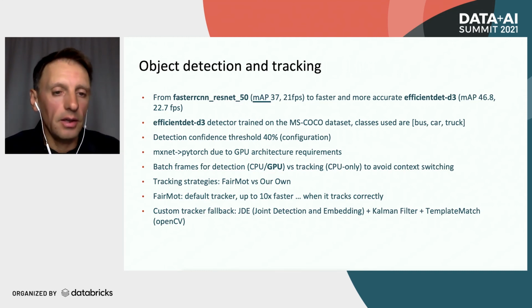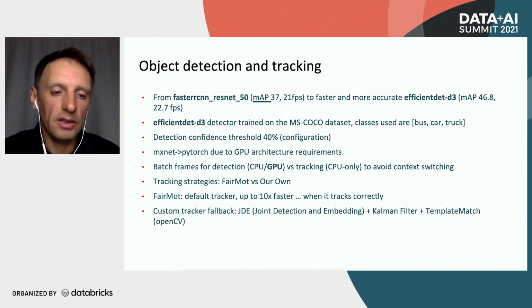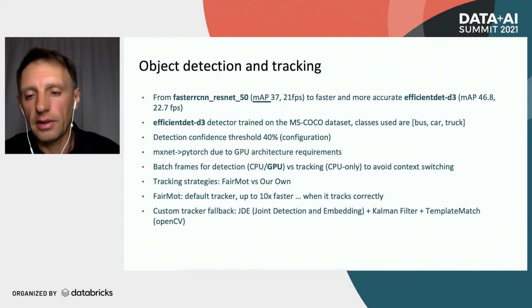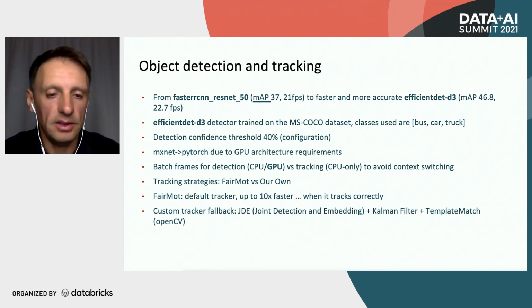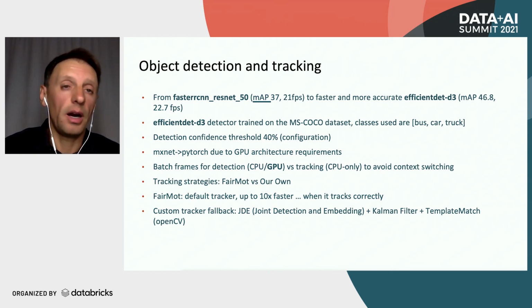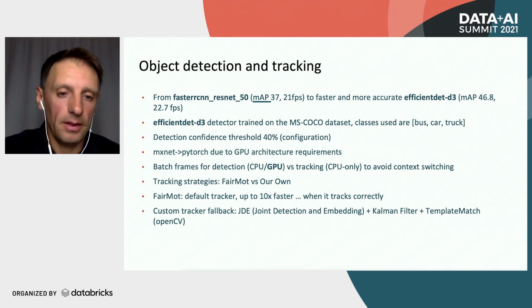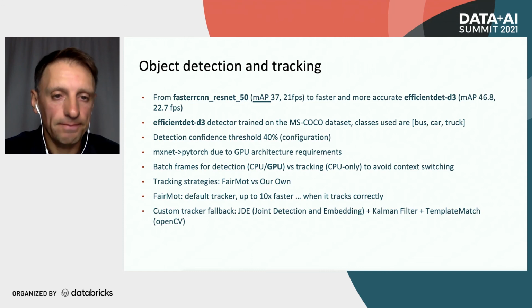For the tracking, we started with our own strategy, but then we moved to FairMOT, and it works. Like I say here, it's the default tracker right now. It's 10 times faster when it works, right? There are some videos where it doesn't do a good job, and in that case, we fall back to our own custom tracker, and that's using JDE, joint detection embedding, Kalman filter, and template match. So it's a combination of techniques that will, in those cases, give us better tracking, but it's much more expensive to run. So there's a trade-off there, but we can configure that.